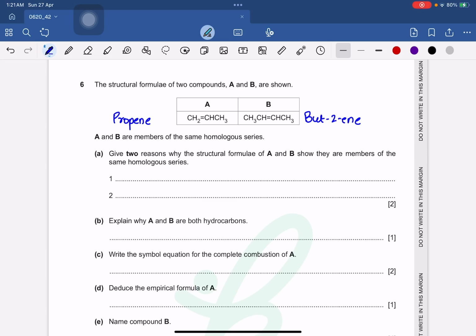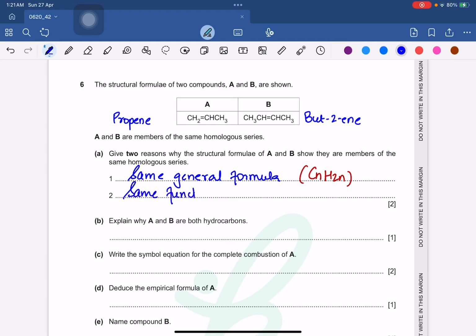Next, give 2 reasons why the structural formulae of A and B show that they are members of the same homologous series. In that case, they both have the same general formula, as they both belong to alkenes. The general formula for alkene is CnH2n. And the next point which proves that they are from the same homologous series is that they have the same functional group, that is the double bond.